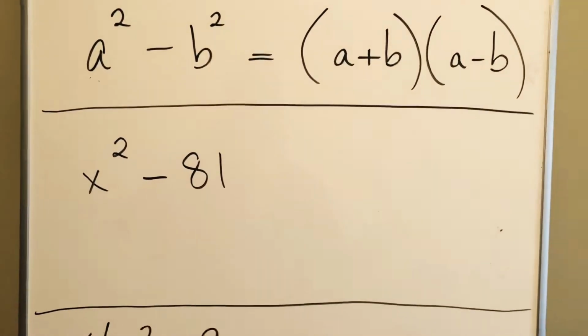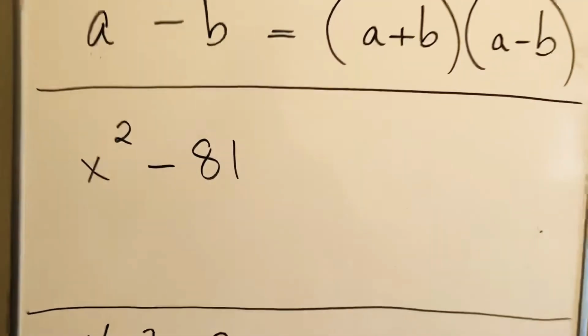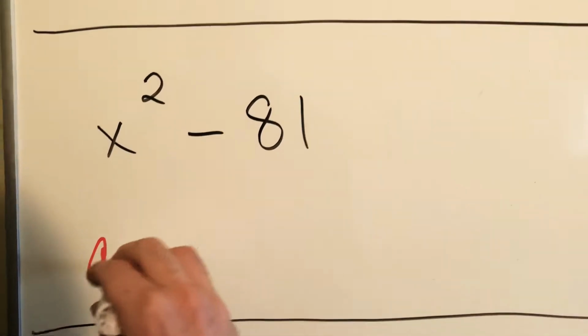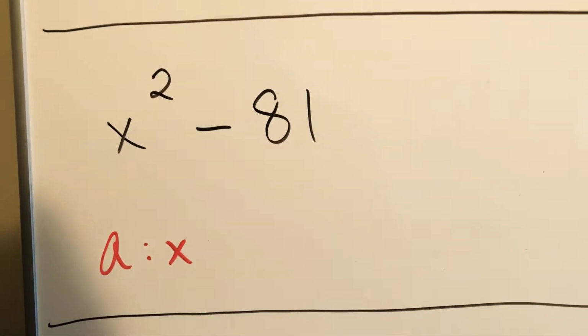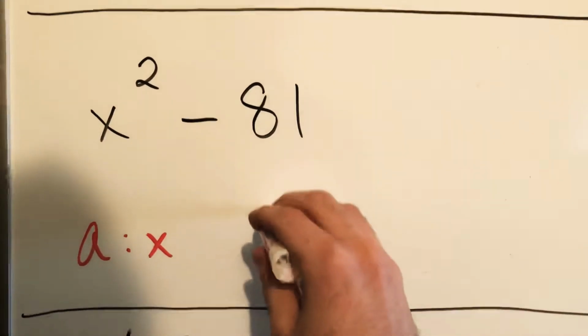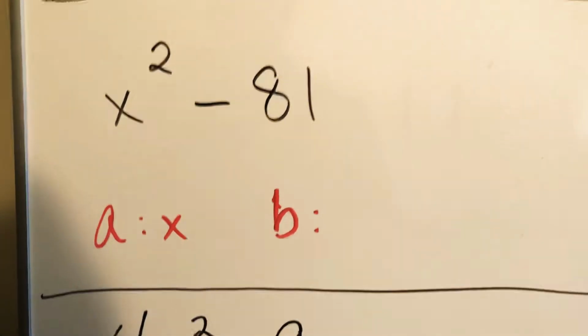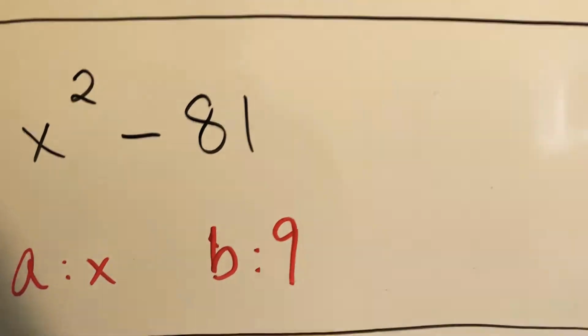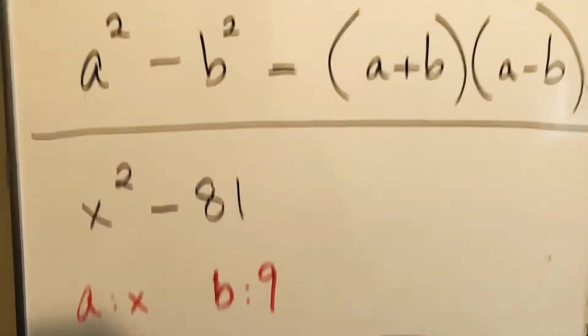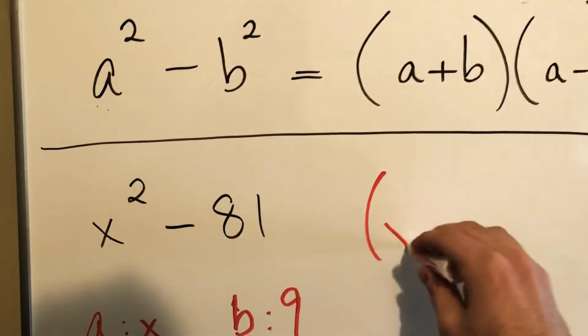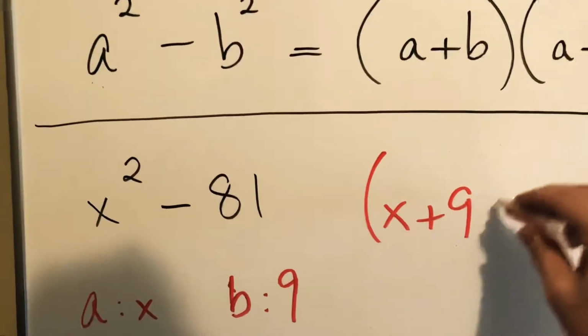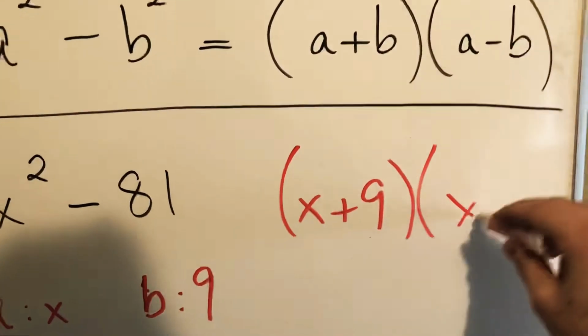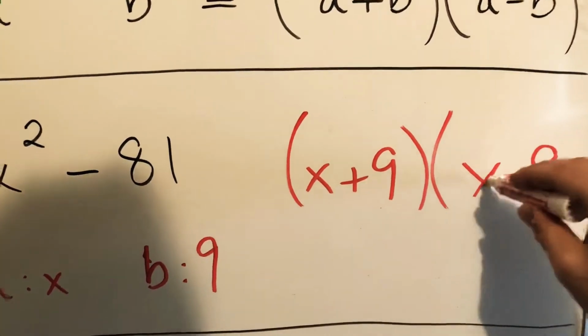If it's going to follow the a squared minus b squared format, x squared will say that it has an a value of x. And over here, the b value, since 81 is the square of 9, we'll say that the b value is 9. So in the format described above, this would be factored as x plus 9, x minus 9.